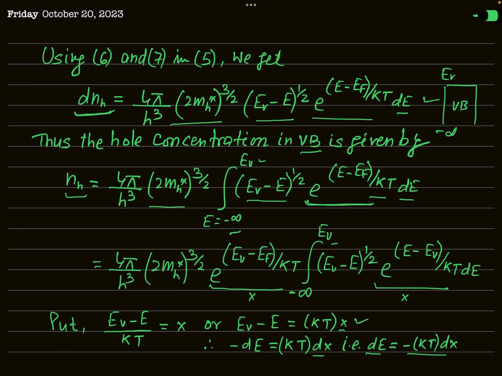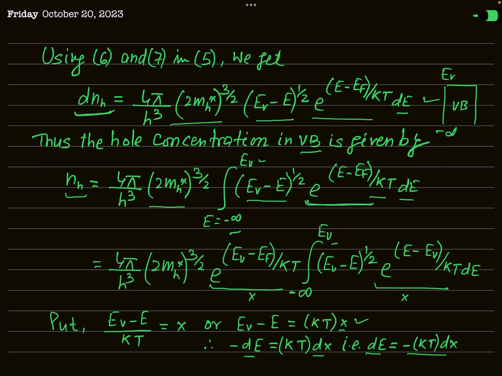Now, by the method of substitution you can find the value of this integral, and for this we consider that (EV minus E) over kT is equal to x. So EV minus E is equal to kT x, and so minus dE will be equal to kT dx, or dE is equal to minus kT times dx.